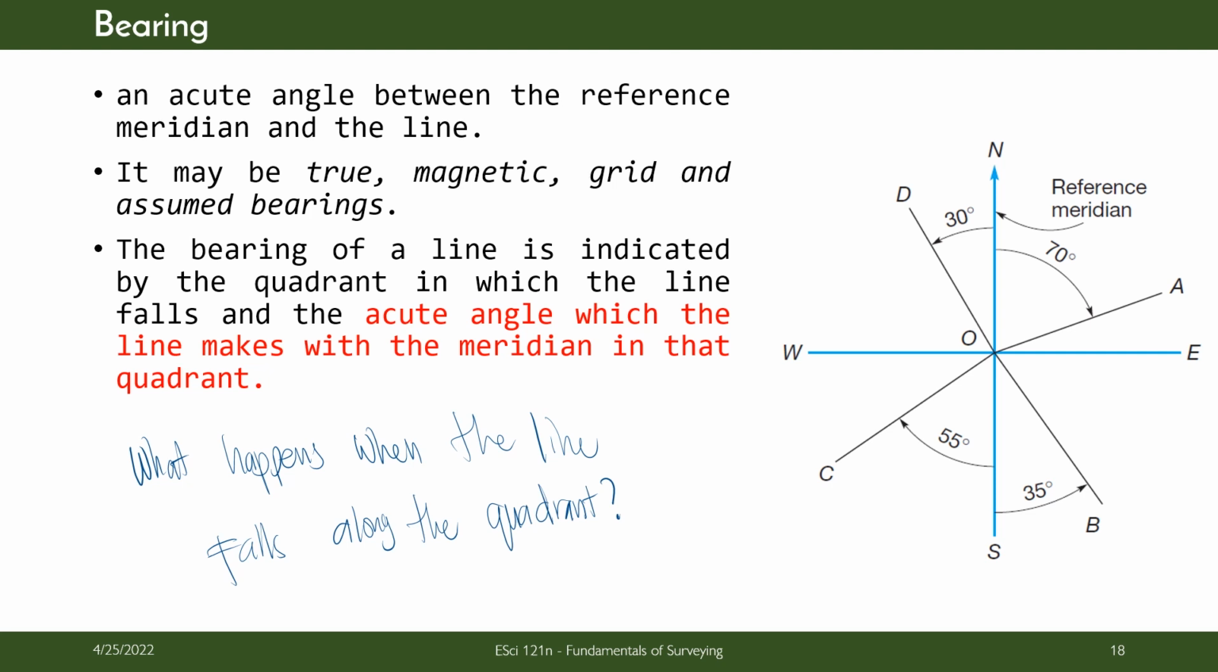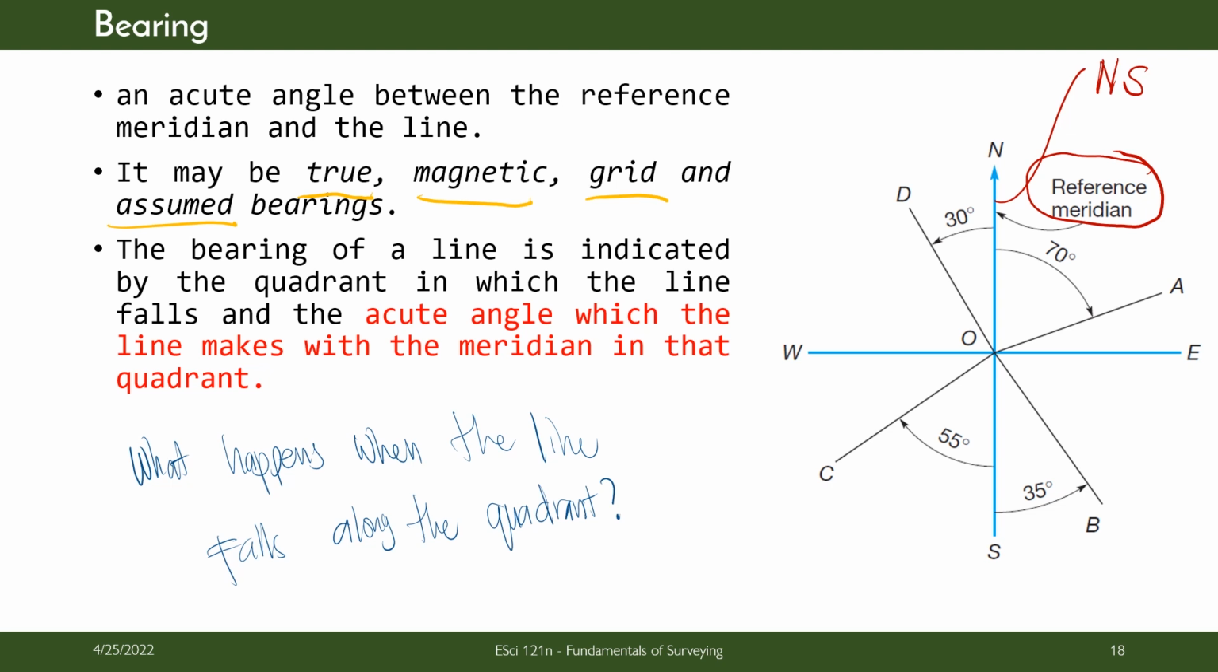The bearing of a line is indicated by the quadrant in which the line falls and the acute angle which the line makes with the meridian in that quadrant. So bearing always refers to your reference meridian, the north-south line. By definition, it could be referred to a true, magnetic, grid, or assumed meridian. For this case, let's just assume that your north-south line always refers to a true meridian. Your bearing is always an acute angle, starting from the north-south meridian.